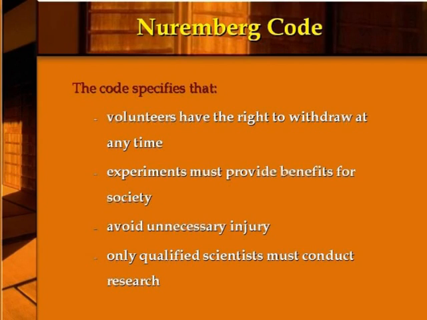So the Nuremberg Code turns 60 this year, like India also, so we have something in common. And of course, there are many other important points in the Nuremberg Code: volunteers have the right to withdraw at any time, experiments must provide benefits for society, one should avoid unnecessary injury, and only qualified scientists must conduct this research. You have the Nuremberg Code also in your folders.